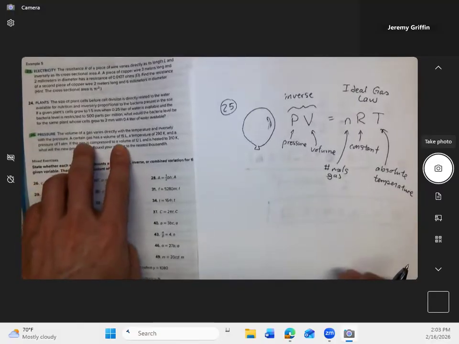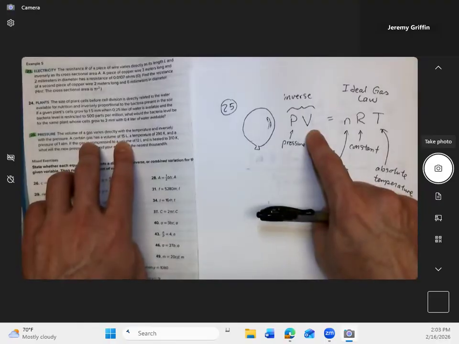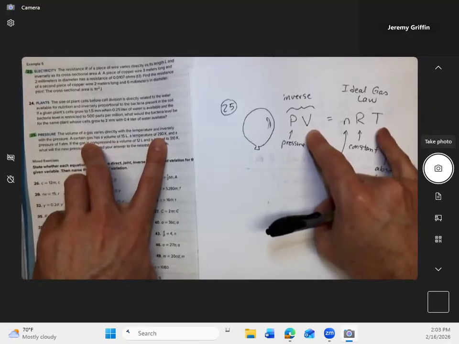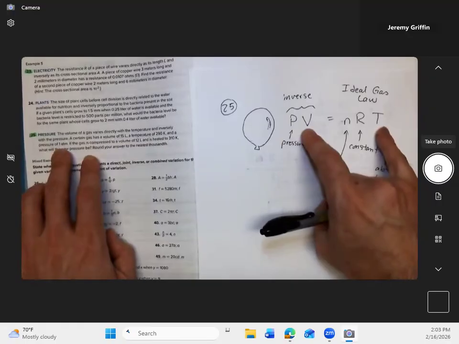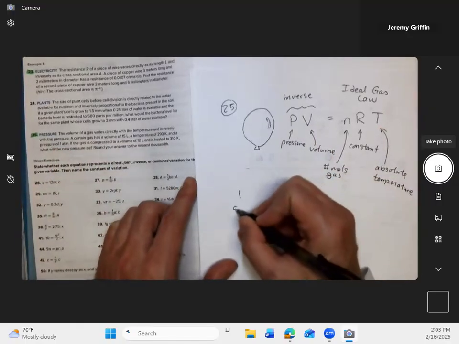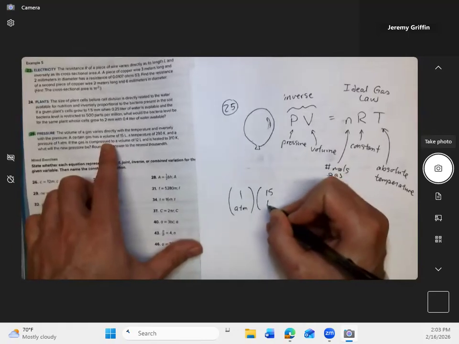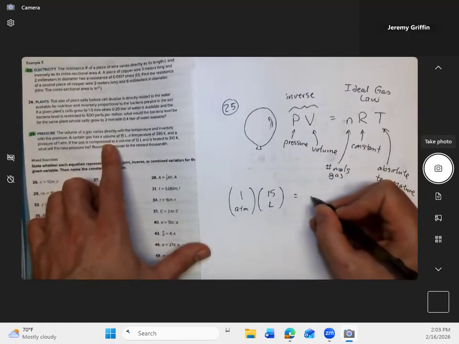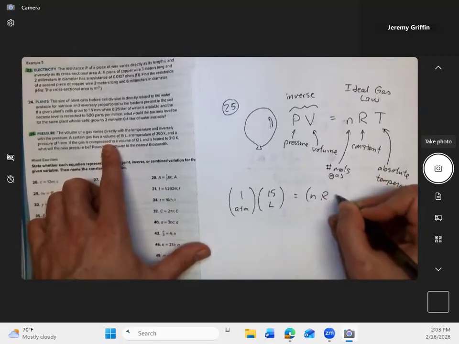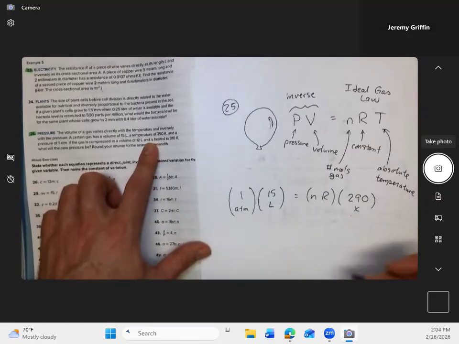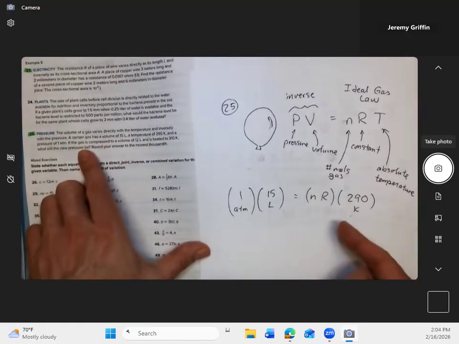Okay, a certain gas has a volume of 15 liters, temperature 290 Kelvin. Notice they gave that temperature in what's called an absolute scale, which is Kelvin, and a pressure of 1 atmosphere. So we're going 1 atmosphere pressure, 15 liters volume. Whatever the n and the R are, I'll just call some constant. And the absolute temperature this corresponds to is 290 Kelvin.